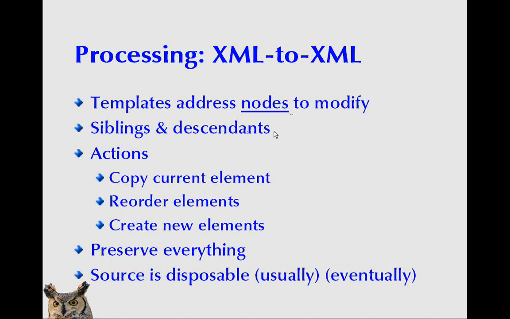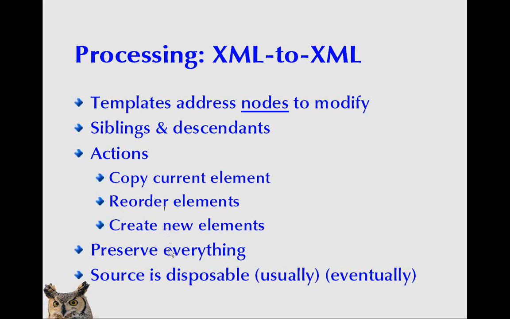Now, in addition to the ancestors and attributes, we're also going to be interested in looking at the siblings and the descendants of the current element. These often have as much, if not more, weight on how we're going to choose to do our processing as the current element or its ancestors. So the actions that we take, instead of generating boilerplate and then going and processing children and so on, what we'll often do is copy the current element. Our template might reorder some elements, or we might actually create new elements.